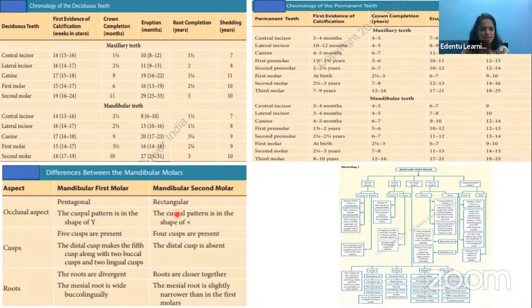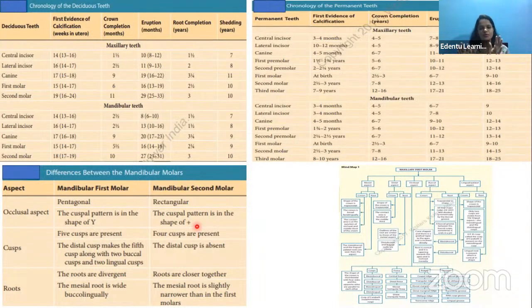Now, like I had already suggested, don't study individual teeth, like these characters will be found in the mesial surface, or these characters will be found in the distal surface. Always compare and learn. This is one example of comparing the two teeth and then learning. Here they mainly compared the differences between the mandibular molars. So while studying the mandibular first molar itself, compare it with the mandibular second molar, see the differences between the two, and then study.